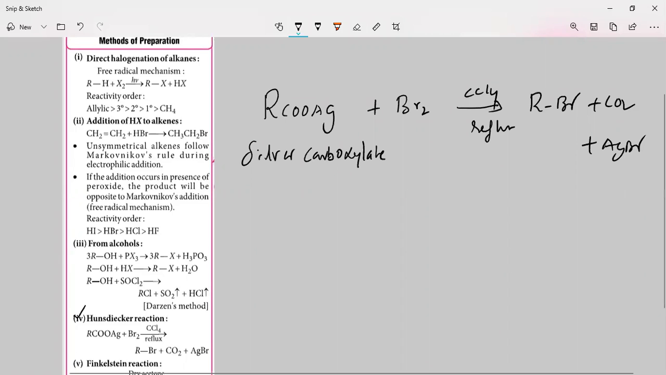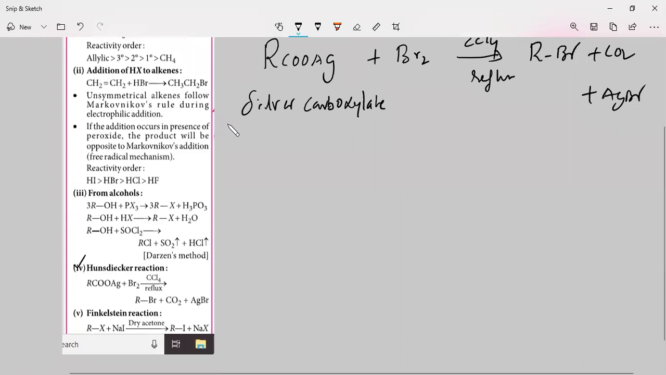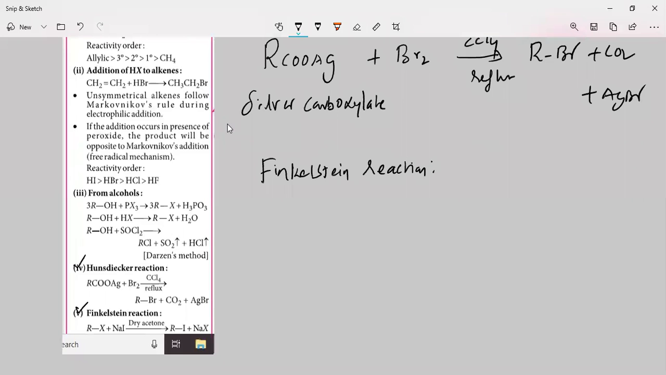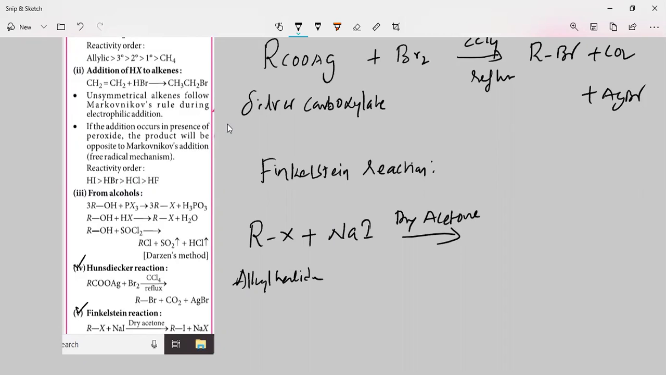One more reaction is there, that is the Finkelstein reaction, the last one. We call it a halogen exchange reaction. What is this Finkelstein reaction? In the Finkelstein reaction, we take an alkyl halide and treat it with sodium iodide in the presence of dry acetone. That means this is a halogen exchange reaction. The Finkelstein reaction comes under halogen exchange reactions.